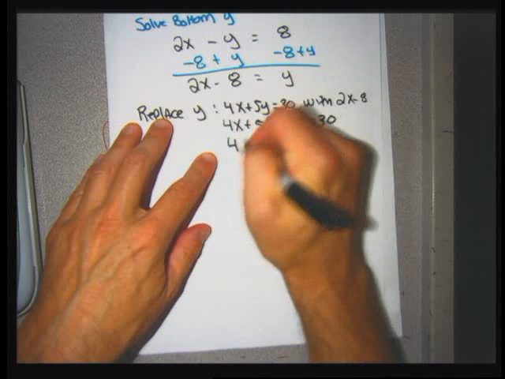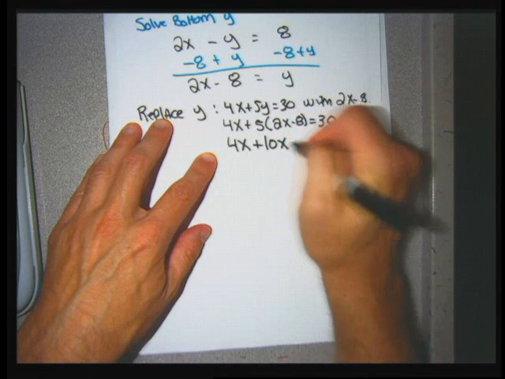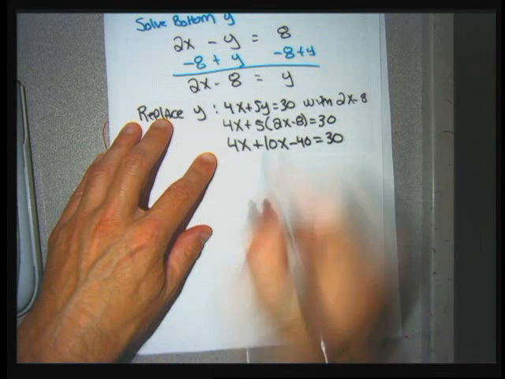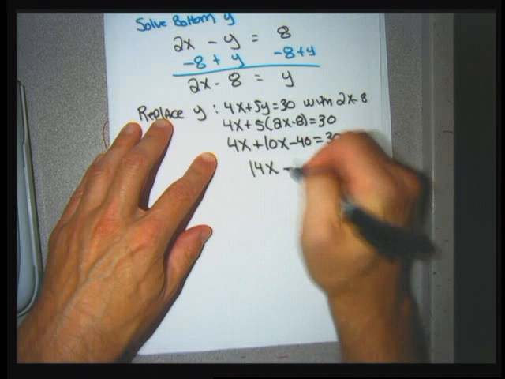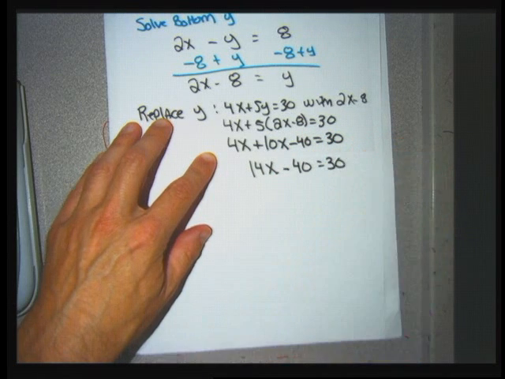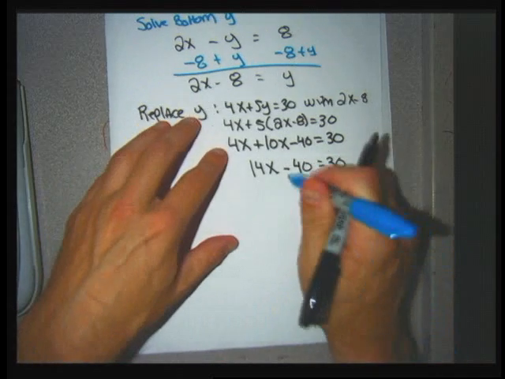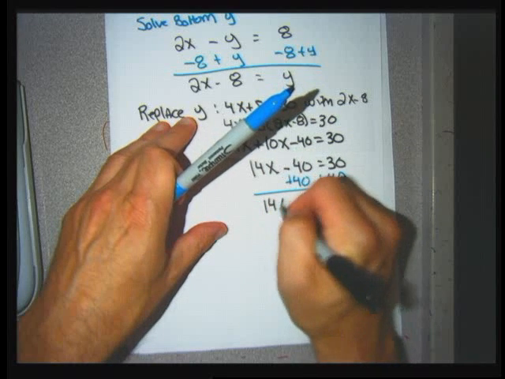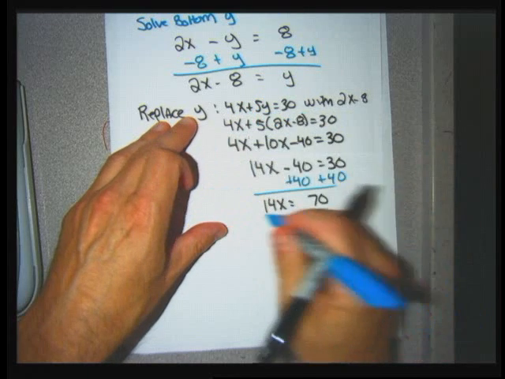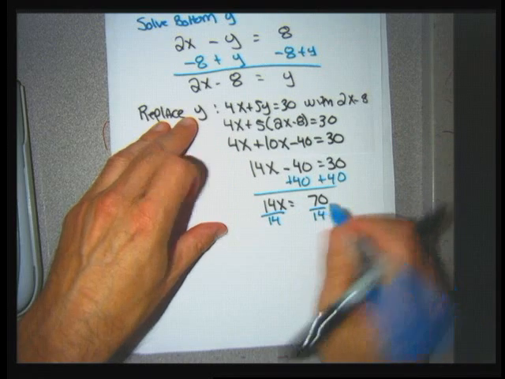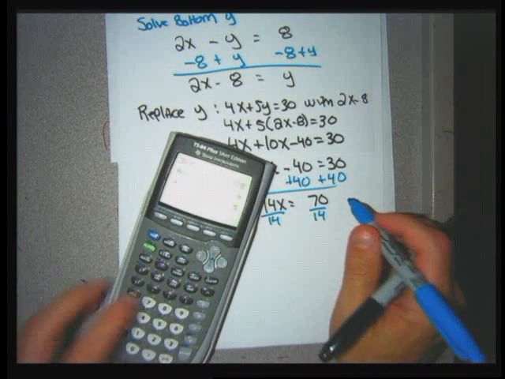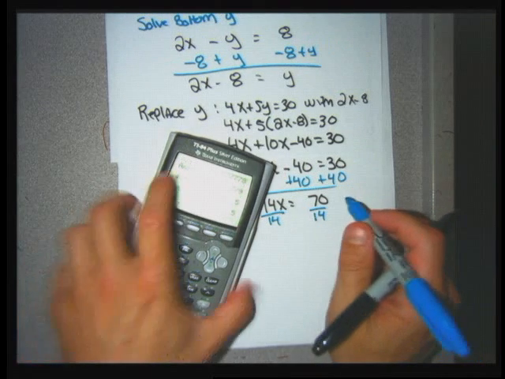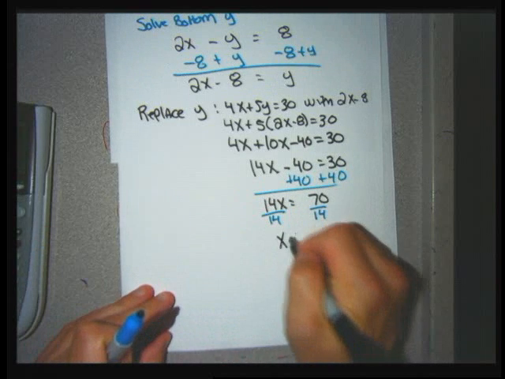So this is going to give me 4x plus 10x minus 40 equals 30. I'm going to add the 4x and the 10x and get 14x. That gives me 14x minus 40 equals 30. I'm going to add 40 to both sides. That gives me 14x equals 70. And I'm going to divide by 14. On the left side, I don't need my calculator. But on the right side, I think 70 divided by 14 is 5. But I'm checking on my calculator, and it does come out to be 5. So I have part of my answer.